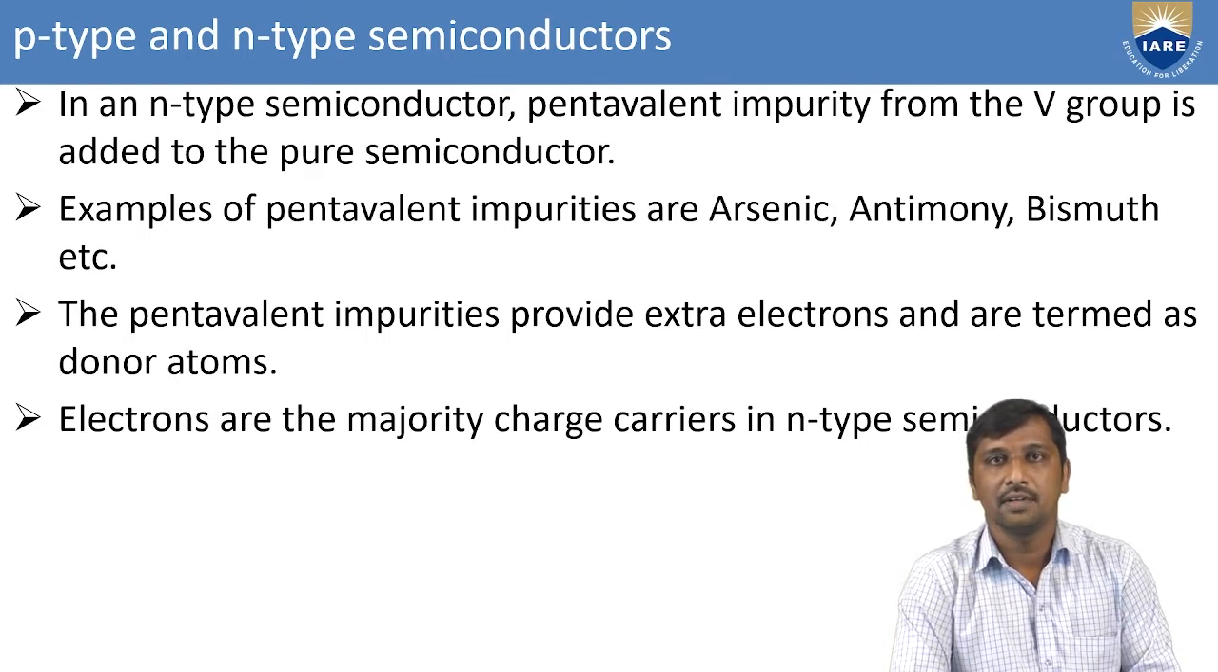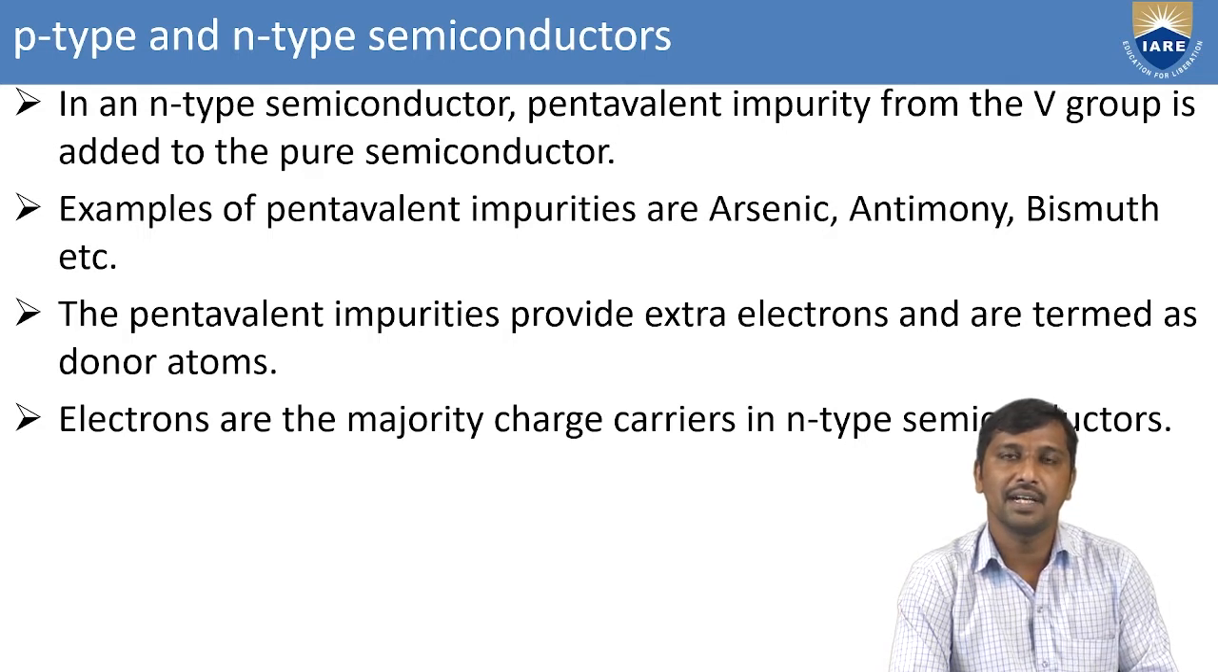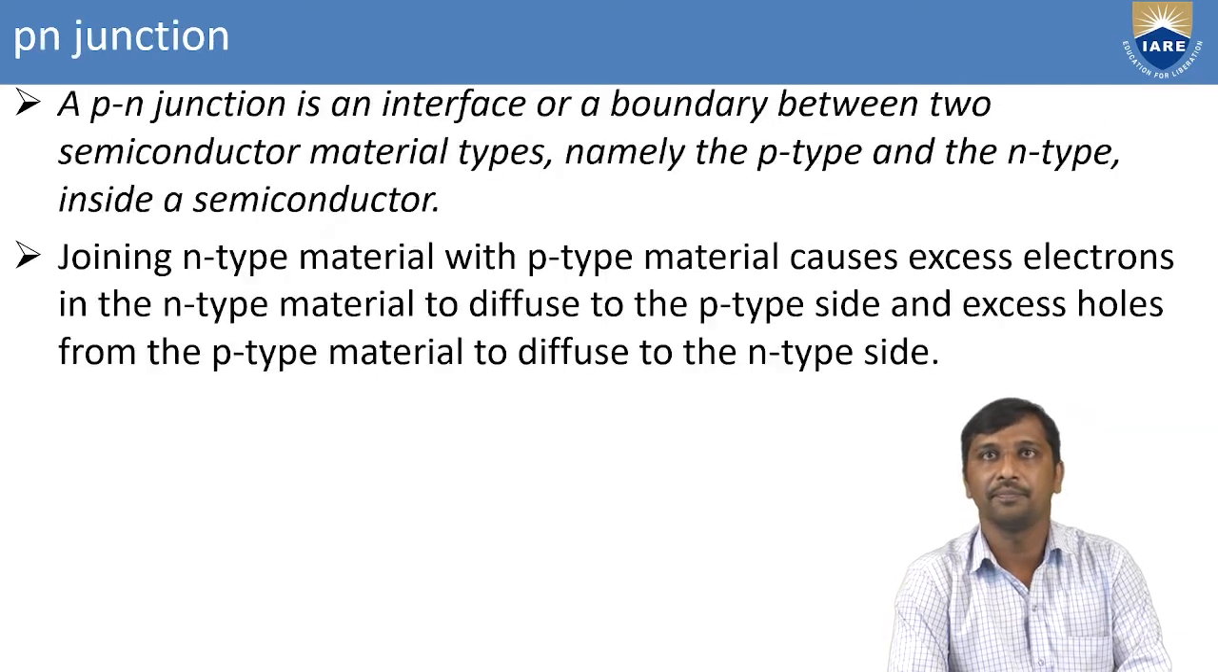So if we add trivalent impurities, it creates the P-type extrinsic semiconductor, and if pentavalent impurities are added to the intrinsic semiconductor, it creates the N-type semiconductor. From these doping levels, the P-type semiconductor contains majority charge carriers as holes, and in the N-type semiconductor the majority charge carriers are electrons. Now, using these two materials, we are going to form the PN junction.